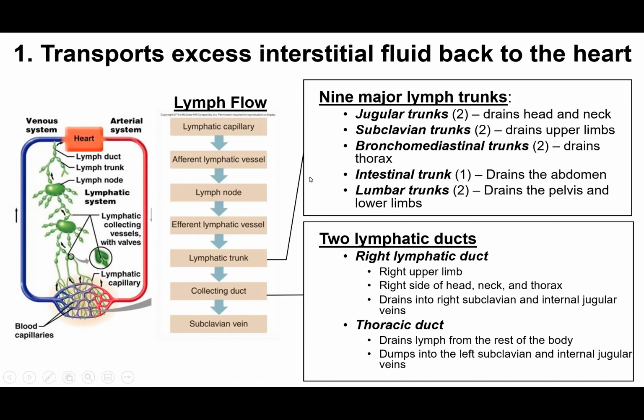So we have 2 jugular trunks, which will drain the lymph from the head and the neck areas. We have 2 subclavian trunks, which will drain lymph from our upper limbs. 2 bronchomediastinal trunks, then, which drain the lymph from our thorax, so in our chest area. 1 intestinal trunk, which will drain lymph from our abdomen area. And then finally 2 lumbar trunks, which will drain the pelvis and our lower limbs.